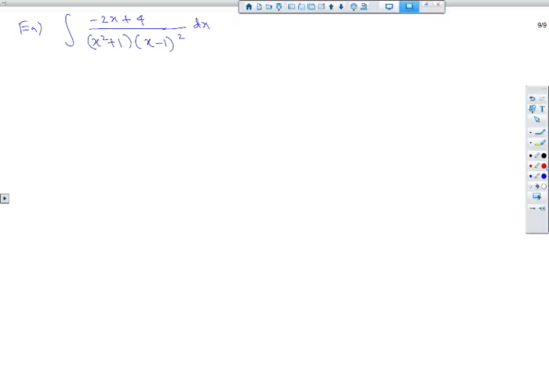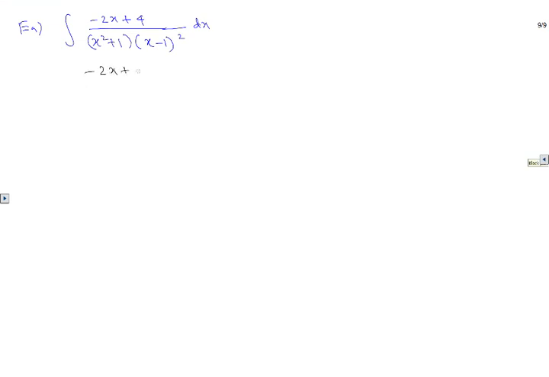You're going to see a quadratic term. You're going to see the integral of (negative 2x plus 4) over (x squared plus 1)(x minus 1) squared dx, something like that. So you're going to see repeated and also quadratic terms. Let's write the form first.